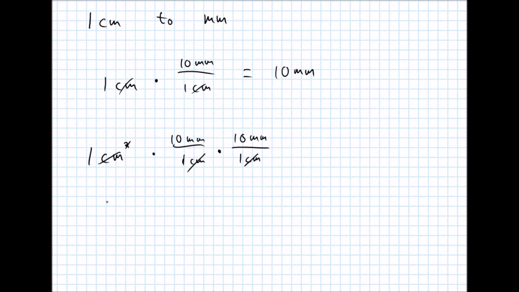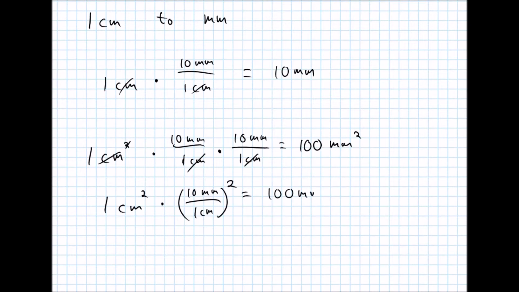So another way to think about it is that if you have a square unit, and you know the conversion factor when the units aren't squared, you have to square the conversion factor. You have to raise the conversion factor to whatever power the unit is. And so we're actually getting, in either of these cases, that there are 100 square millimeters in 1 centimeter squared.